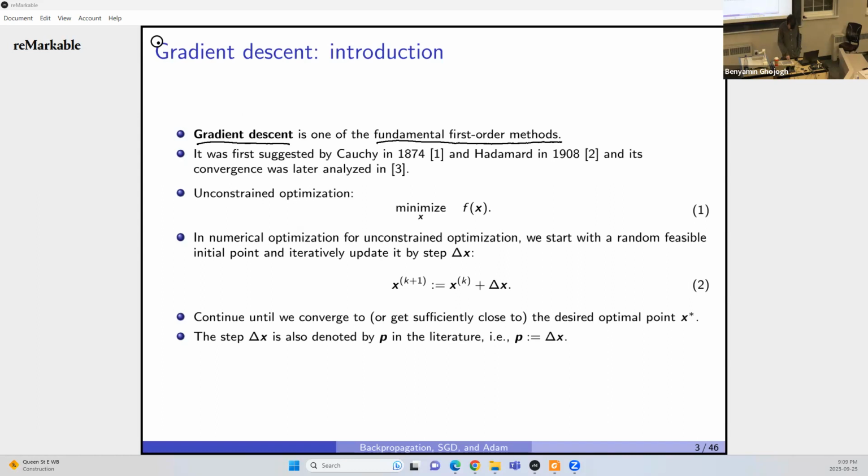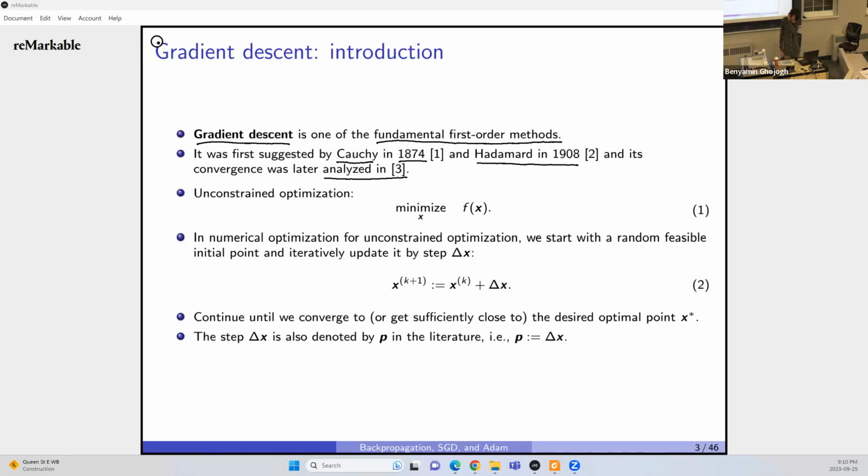So it was first gradient descent. It was first suggested by Cauchy. Did you know that? By Cauchy in 1874. How old is it? And Hadamard in 1908. Its convergence was later analyzed in reference 3.